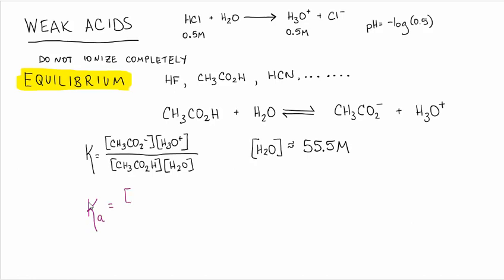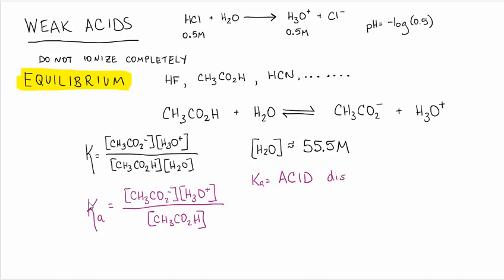Ka is equal to acetate to the first times hydronium to the first divided by acetic acid. You can see they're identical to each other. The only difference is we've gotten rid of water. So what does that little a mean? Ka is called the acid dissociation constant. I can never, I'm sorry, the acid ionization constant. Ionic compounds dissociate, acids ionize, so this is the acid ionization constant.